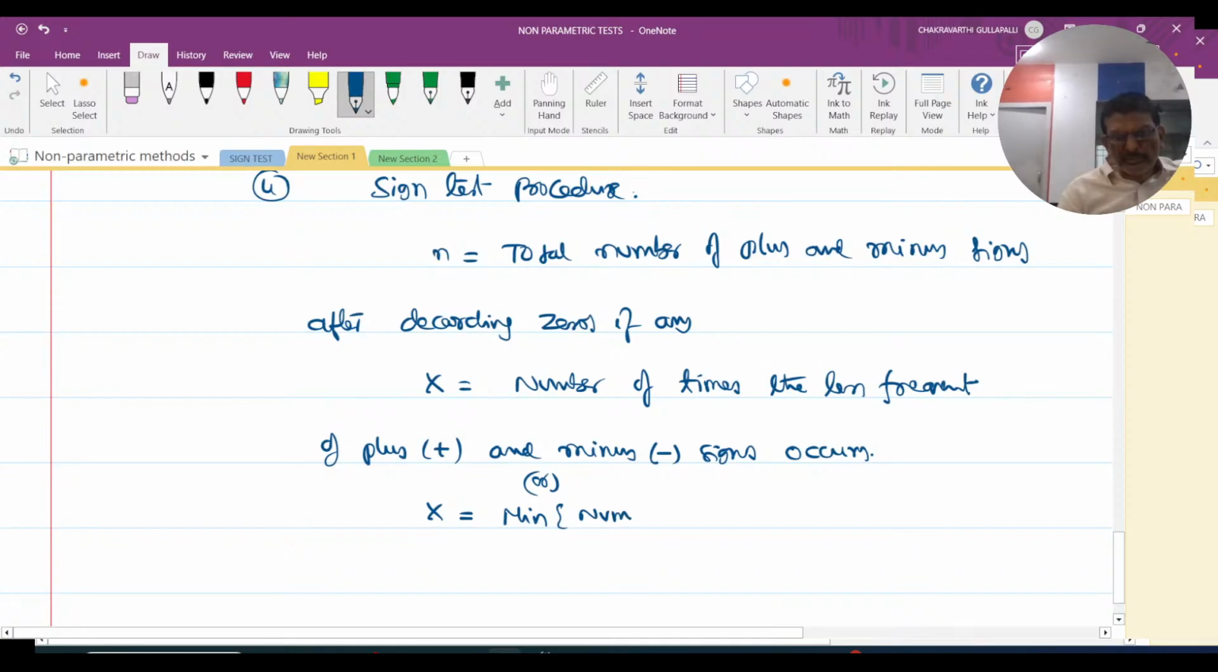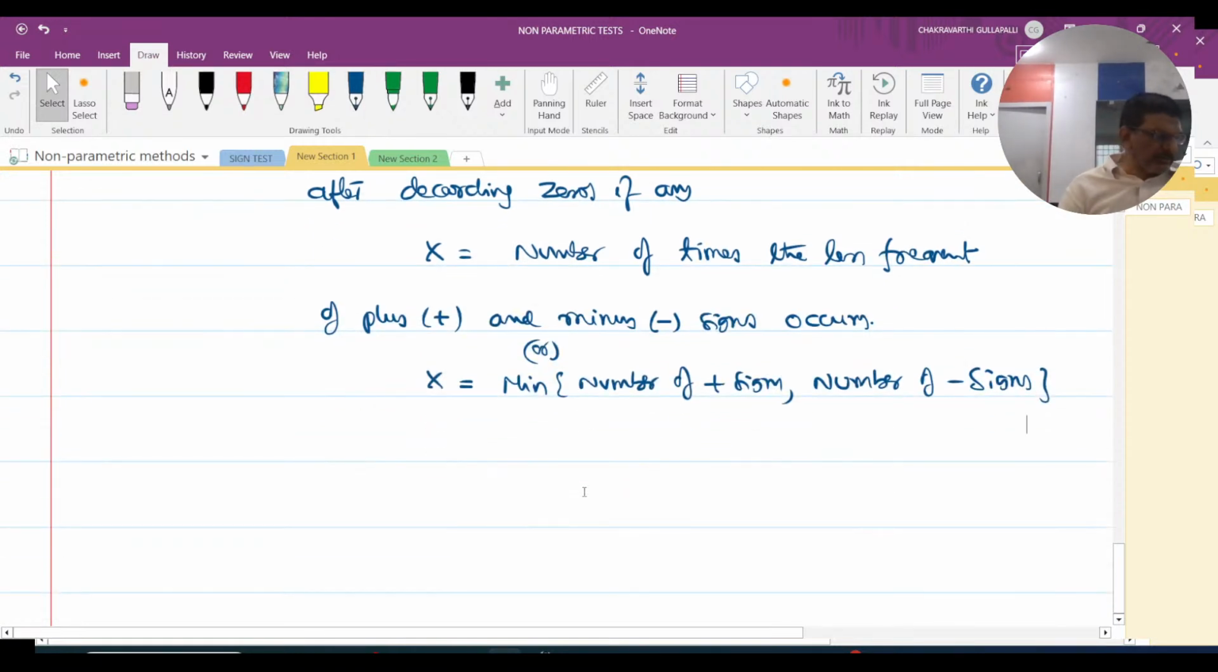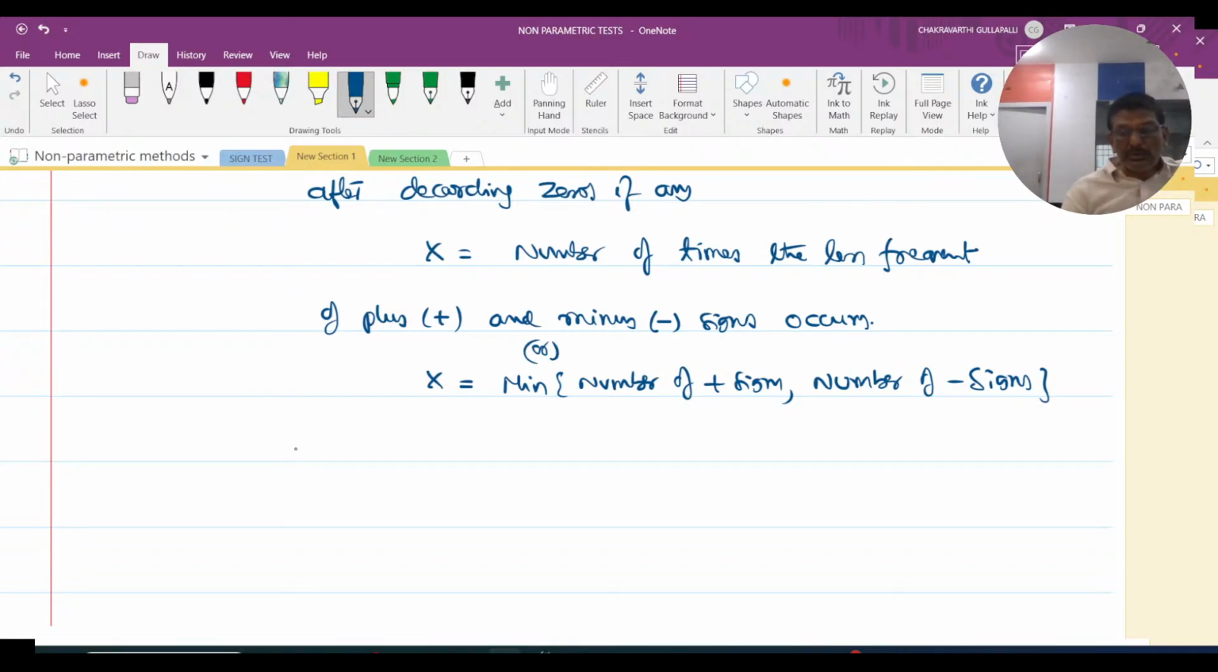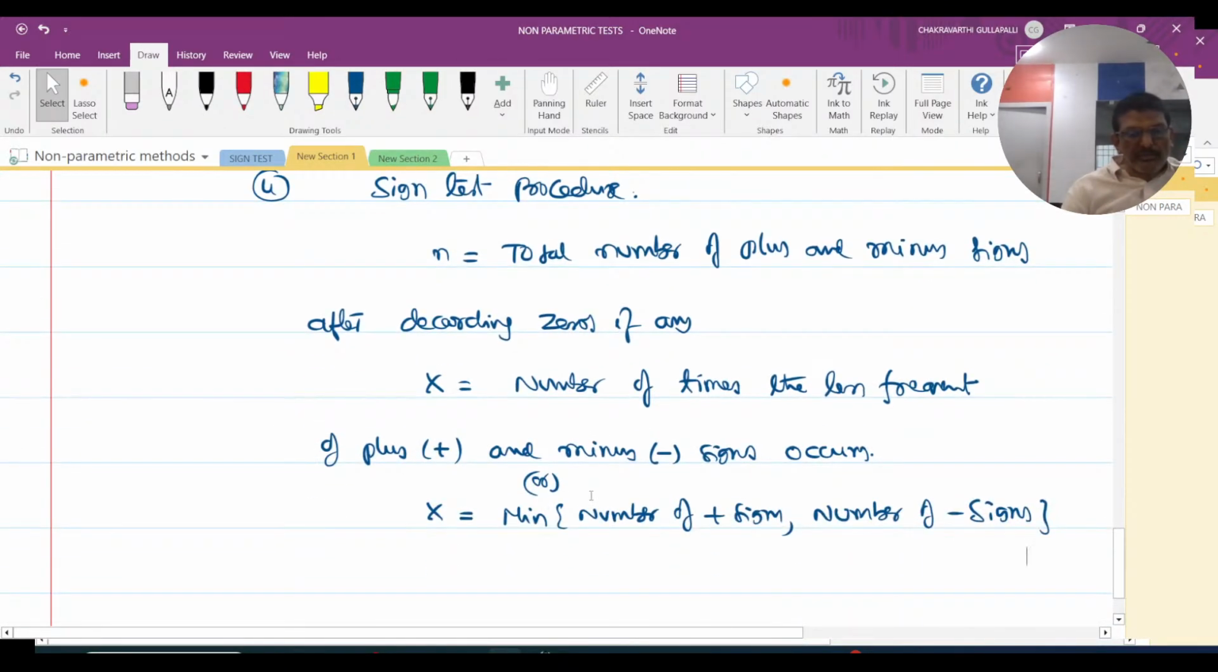Minimum of the number of plus signs, number of minus signs. Now this is the point: for a small sample case, we directly have to use this procedure.